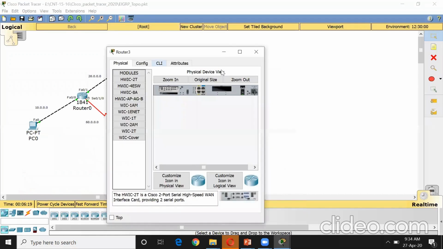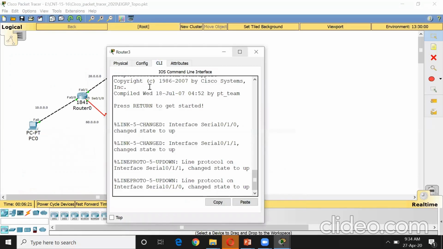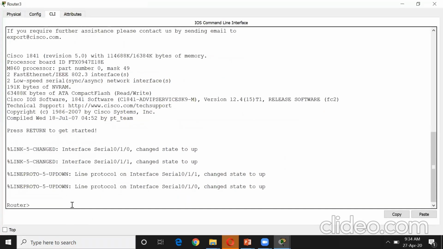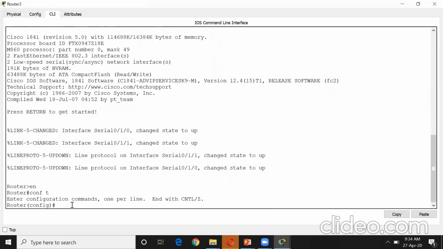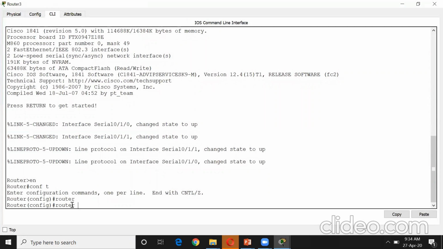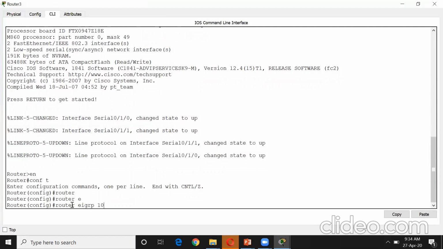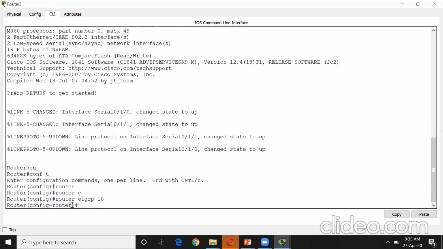So again, go into the CLI mode and repeat the procedure. Go into the global configuration mode, then router EIGRP process ID or that autonomous system number, that is 10. So router EIGRP 10. So complete that. And next, what we have to do? Next we have to add the network.